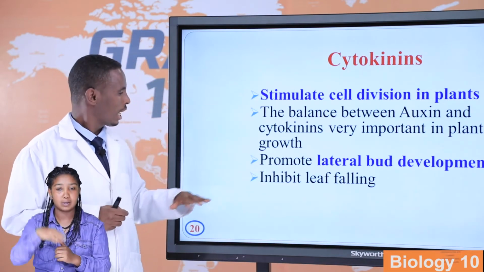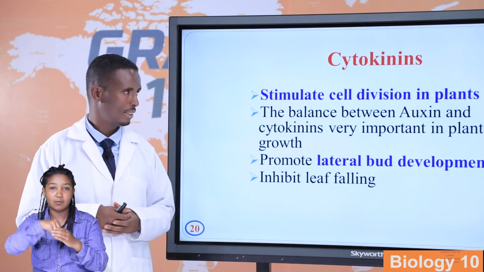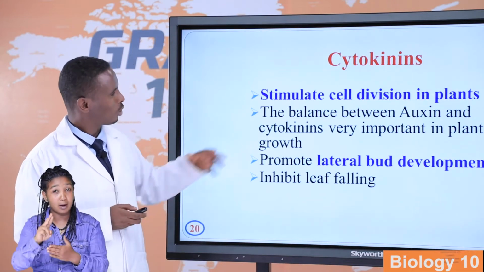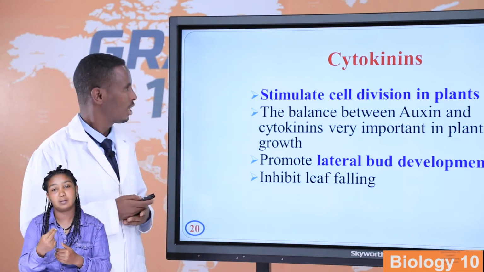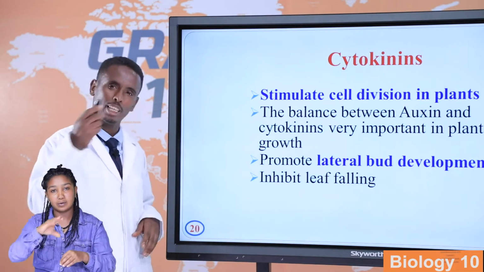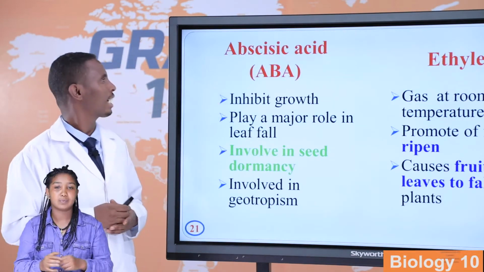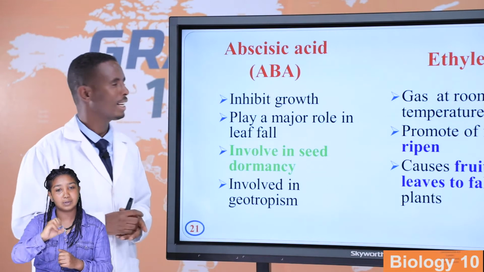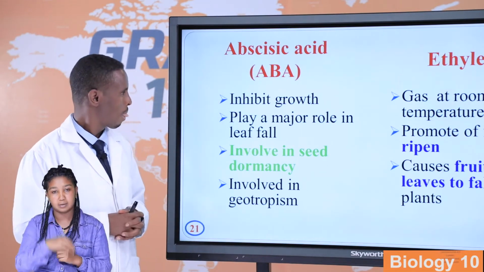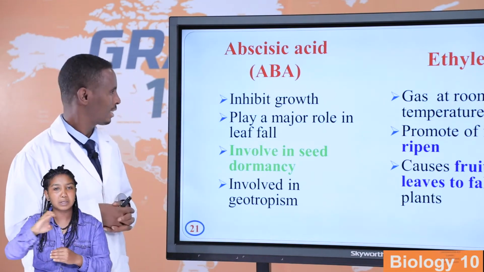And cytokinin is involved in leaf falling. These are the most significant roles of cytokinin, the third important hormone. The others are abscisic acid and ethylene. What is the role of abscisic acid?